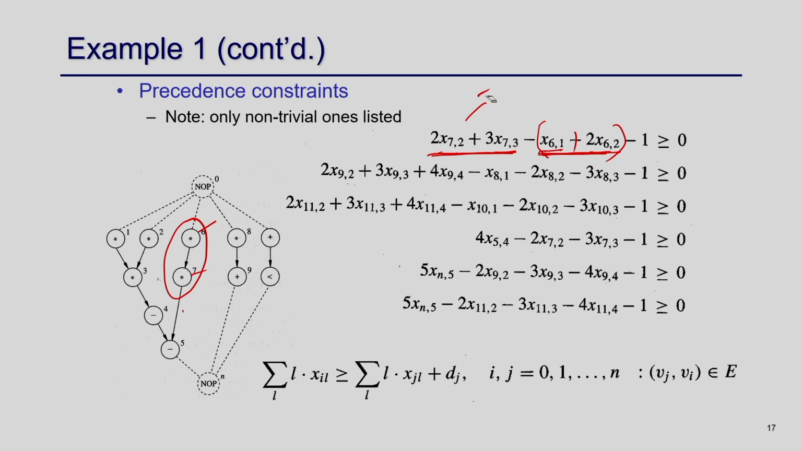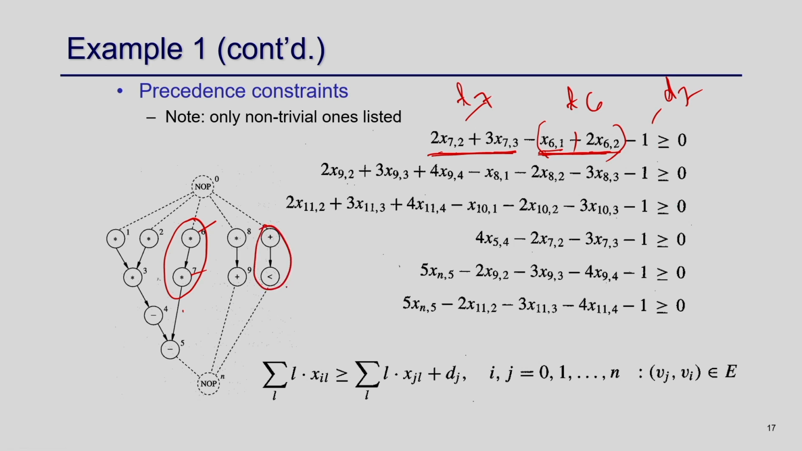So, this is the start time of operation 7, T7, this is T6, and since the operation delay of operation 6 is 1, this is my D6, so this must be greater than or equal to 0. This is how I can take any edge and model it that way.